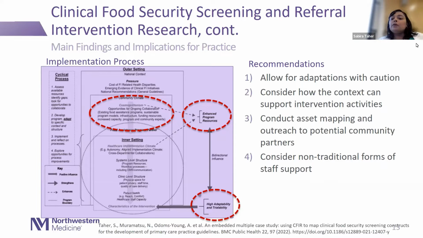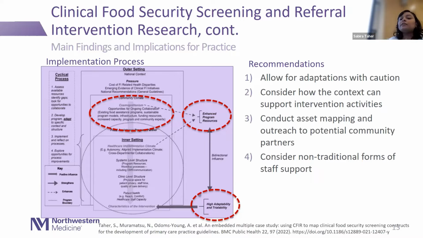And so recommendations for practice are really to allow for adaptations with caution. In these instances, because the community partners were different from location to location, the unique implementation context really fostered implementation feasibility. But we have to be cautious because, again, we have to think about fidelity and we can't really push the envelope too far. Really, it requires this ability to be flexible and also to be able to say, okay, let's go back to the drawing board. This didn't work. So how do we do this better the next time?